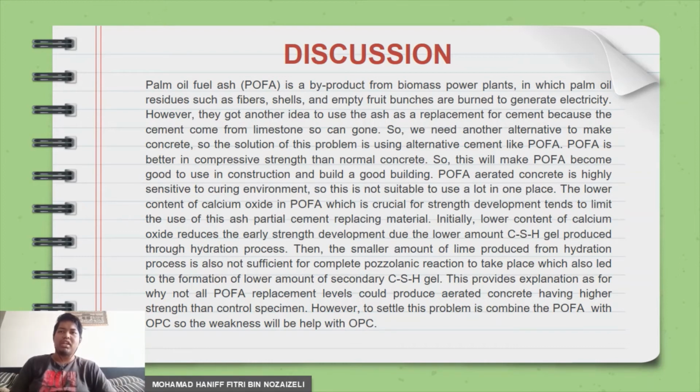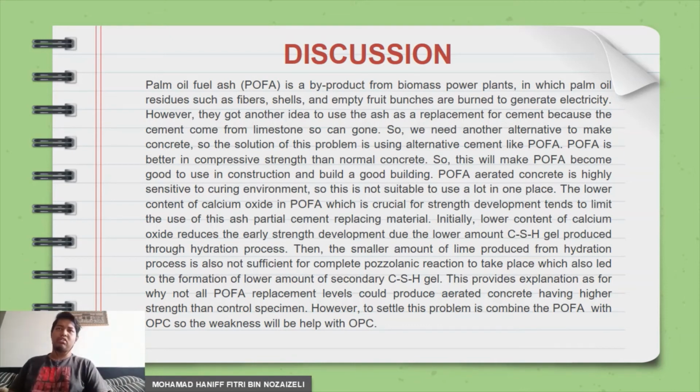However, there is another idea to use the ash as a replacement for cement, because cement comes from limestone, which can run out. So we need another alternative to make concrete. The solution to the problem is to use an alternative cement like POFA. POFA is better in compressive strength than normal concrete. So this makes POFA good to use in construction and building.